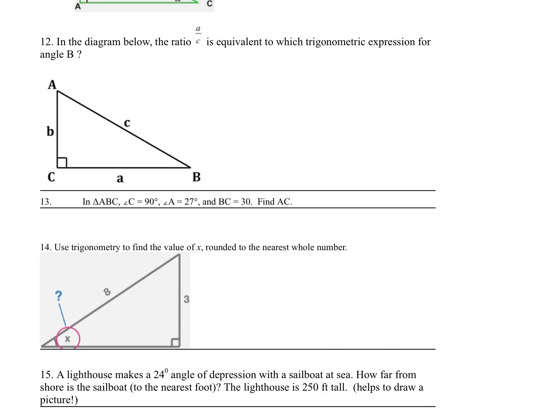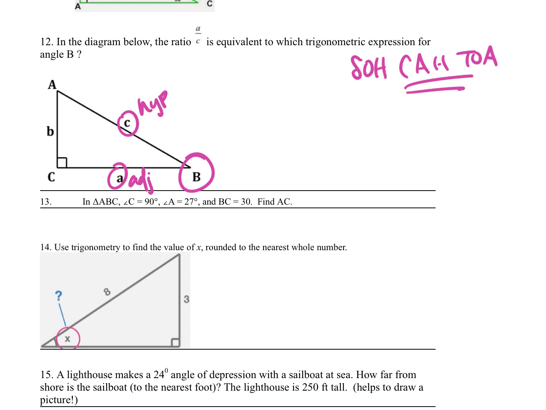All right, on number 12, we're looking for A over C is equivalent to which trigonometric expression for angle B? So with angle B, this is my adjacent side, and this is my hypotenuse. So remember, CAH. So adjacent and hypotenuse is the cosine, so the cosine of B is equal to A over C.